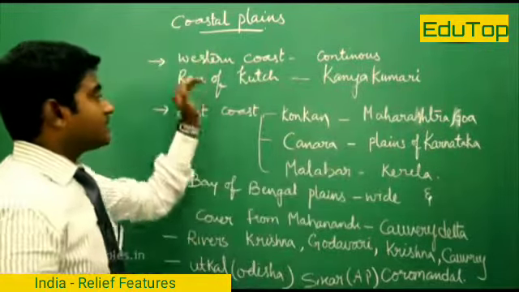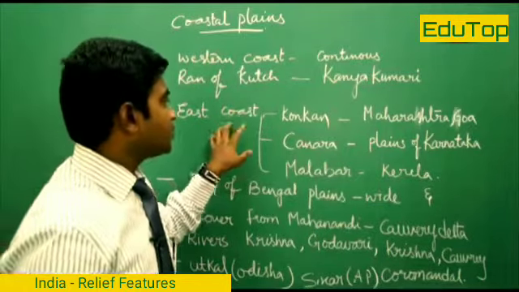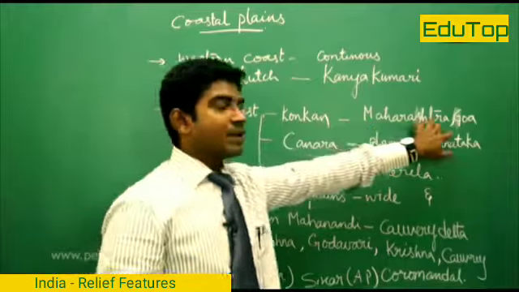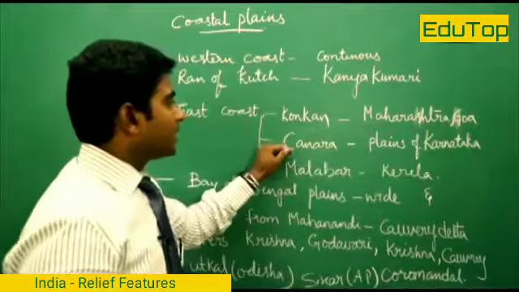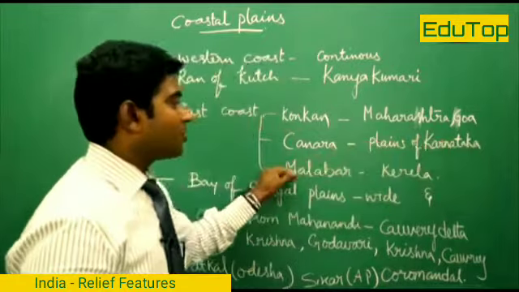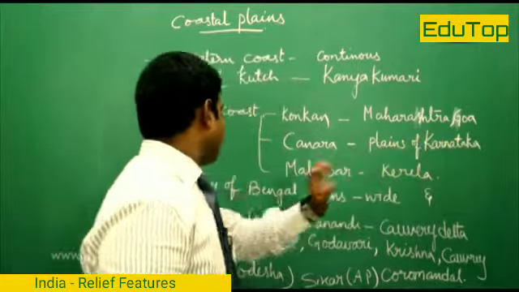But when it comes to the eastern coast, we have the division of the coast again into three parts, that is Konkan, the region from Maharashtra and Goa, then Canara, that is the plains of Karnataka, then again the Malabar coast, that is the region of Kerala.